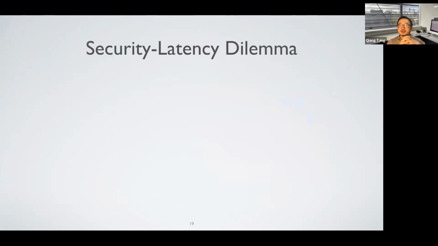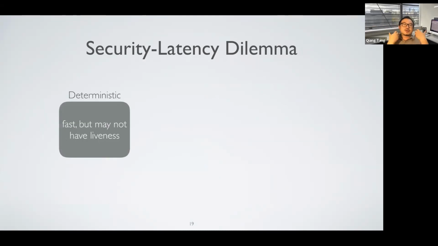But essentially, if we think again, think this question more deeply, this actually reflects a more fundamental dilemma we are facing in the consensus design. If we want to go with this synchronous protocol, they can be deterministic, they can be really fast, but they might not have all the security guarantees. For example, they may not have aliveness, they can get completely stuck, right?